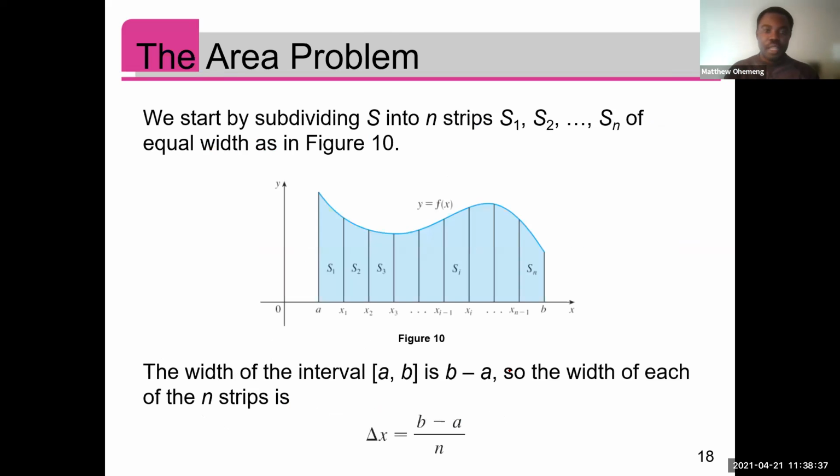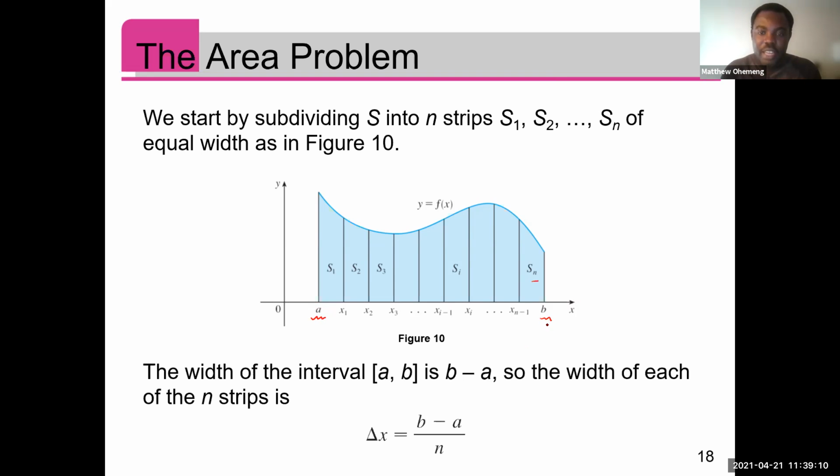Okay. Now, let's formulate some formulas around this. In general, if you want to find the area under a non-negative curve f of x, then you would first divide it into n strips, so you have S1, S2 up to Sn. The first point is denoted as a, and the last point is denoted as b. So you need the area in between a and b.